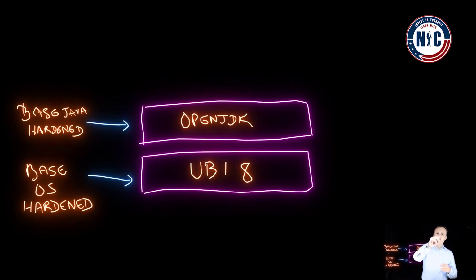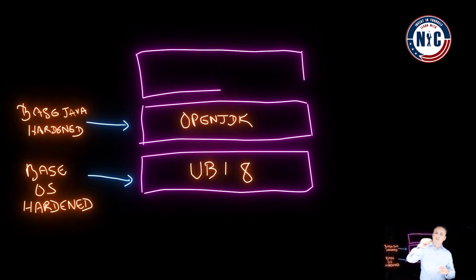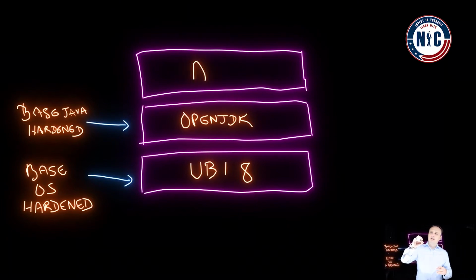Now, if you have a Java application on top here, created by a mission team, they can simply use the OpenJDK hardened image and inherit both the OS hardening and the OpenJDK hardening as well. So their work is much lighter. They only have to worry about their applications on top. And we do the same for every language. Now, if we have to update OpenJDK or update UBI, all of the containers across the entire enterprise get seamlessly updated.